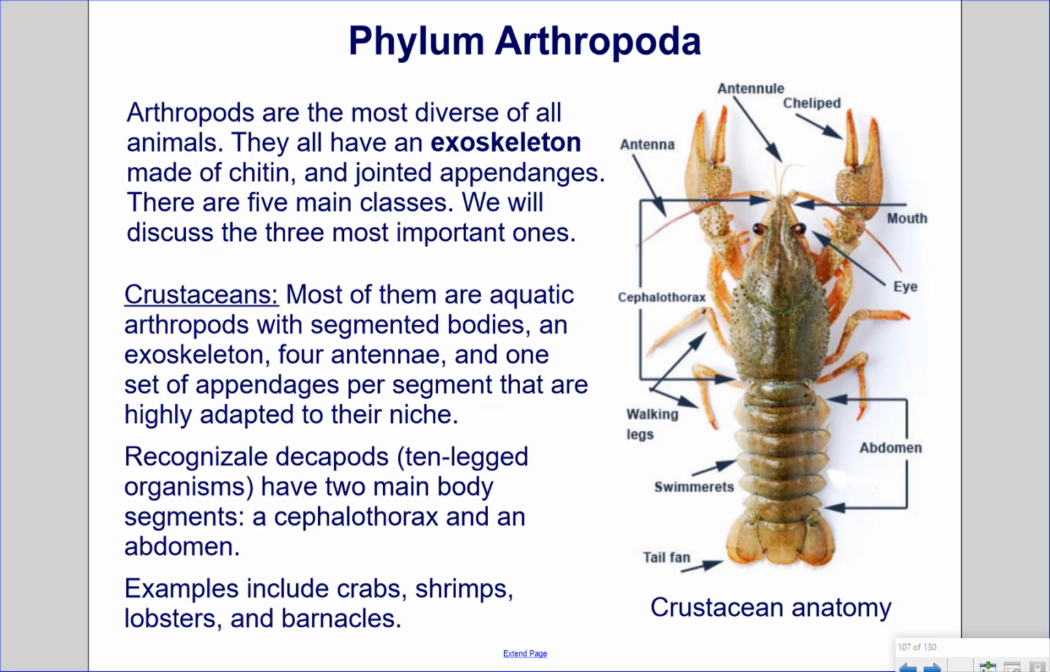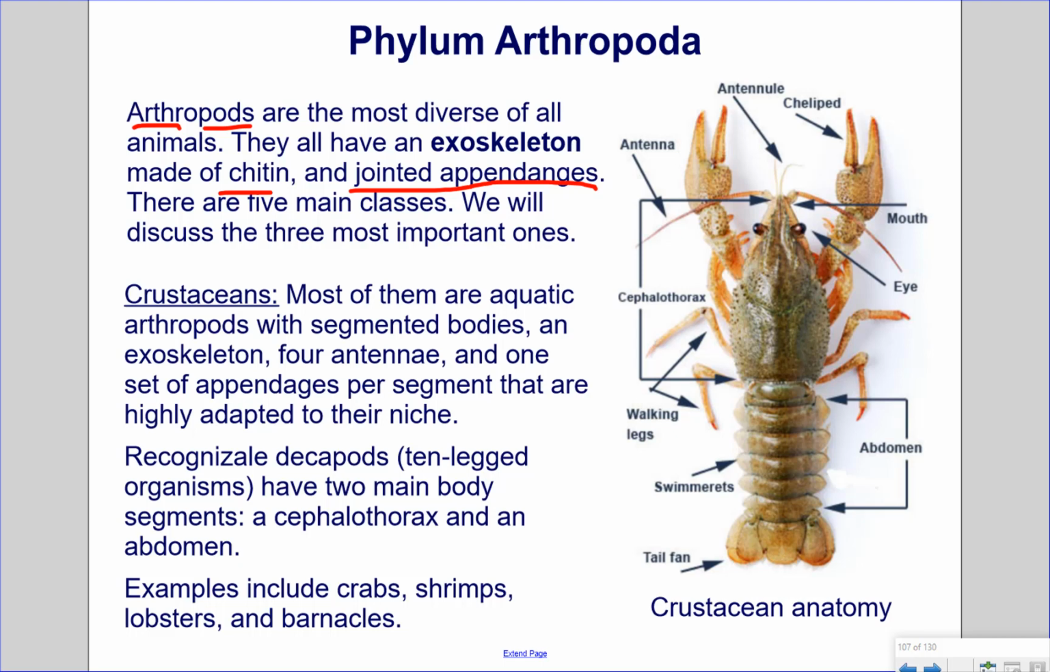Phylum Arthropoda. Arthropods are the most diverse of all animals. They have an exoskeleton made of chitin and jointed appendages. The name arthropod actually means jointed foot. There are 5 main classes. We will discuss the 3 most important ones.